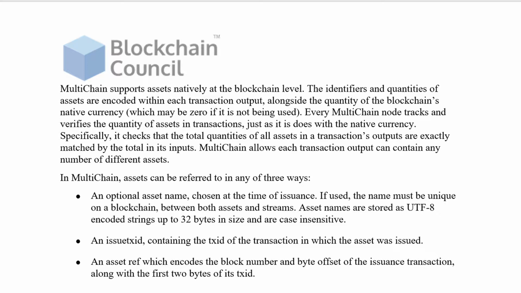It actually checks the total quantity of all the assets in a transaction output. Hence, there should be perfect harmony in total assets between inputs and outputs. Multi-chain also allows each transaction output to contain a different number of assets. You can define 5 different types of assets, because let's say for an e-commerce company, you want to have 100,000 products for your company, which will be on sale, and multi-chain allows you to have 100,000 different assets.